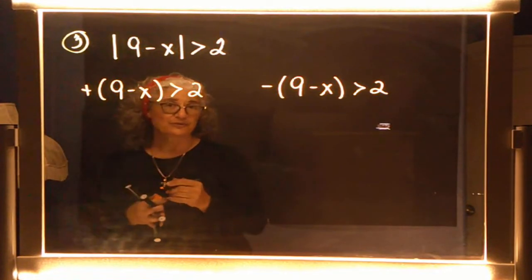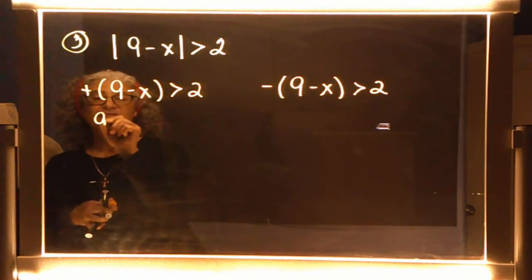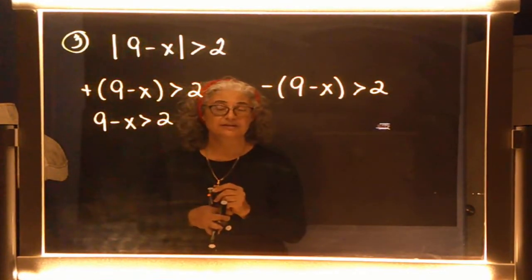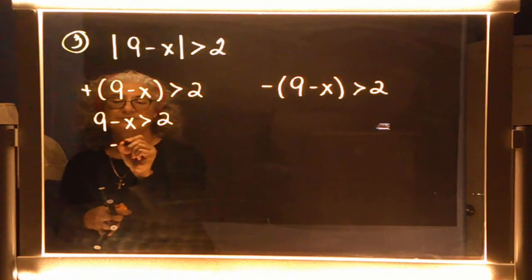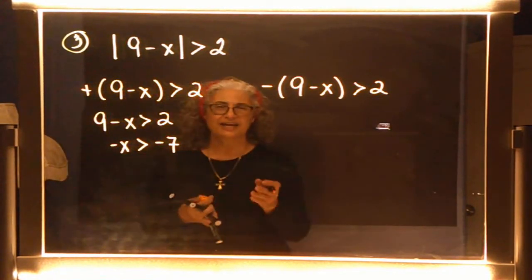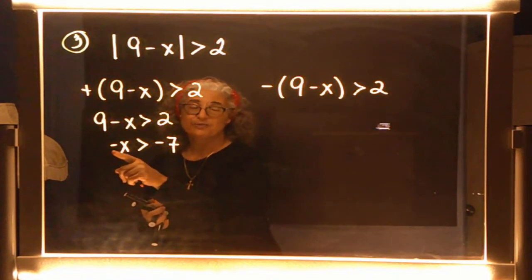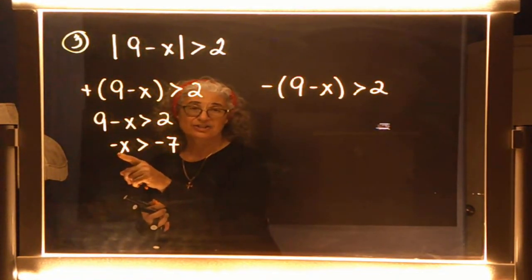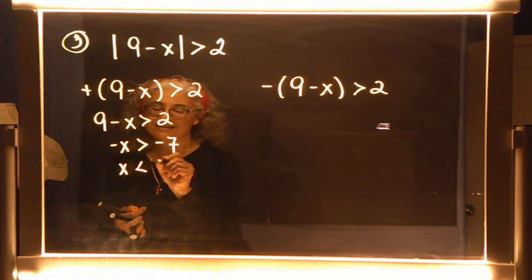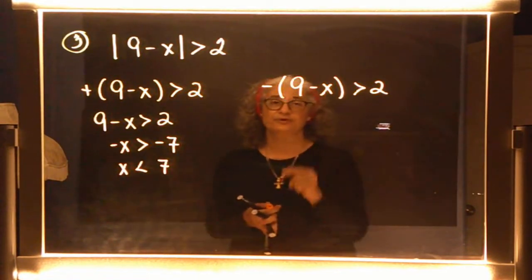Let's go solve the first one. Positive sign doesn't do anything, so I still have 9 minus x greater than 2. Then what? Minus the 9 on both sides, so you have -x greater than -7, and then, yeah, you're going to have to divide both sides by a -1 to get rid of that negative in front of the x, aren't you? Which means you end up with x is less than 7. Awesome, good job.